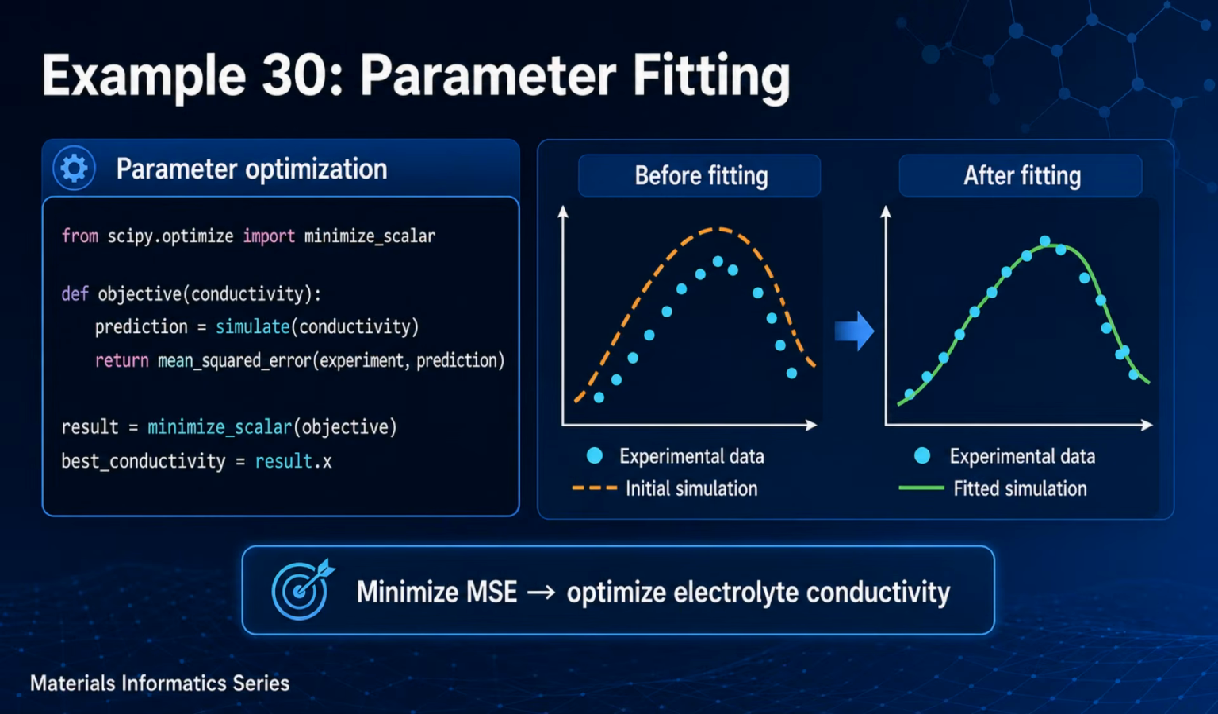Real batteries differ from theoretical parameters due to manufacturing variations. Parameter fitting adjusts model parameters to match experimental data. We minimize mean-squared error between simulated and measured voltage by optimizing electrolyte conductivity. The SciPy minimize_scalar function finds the optimal parameter value. This calibrated model then predicts behavior under new operating conditions with improved accuracy.